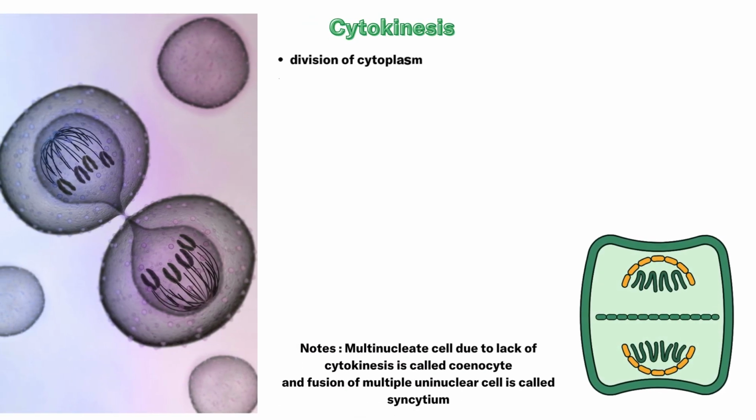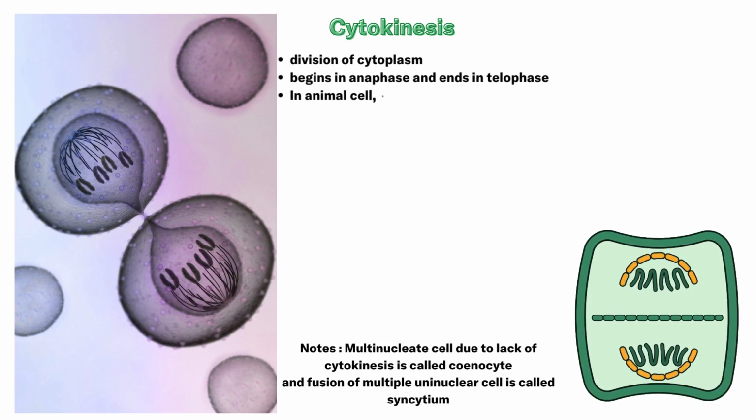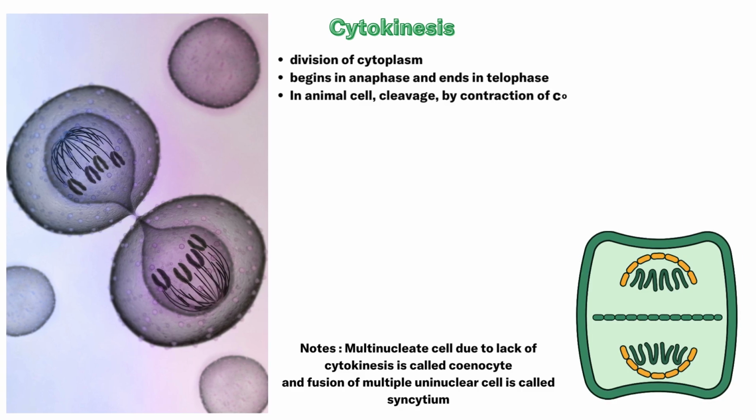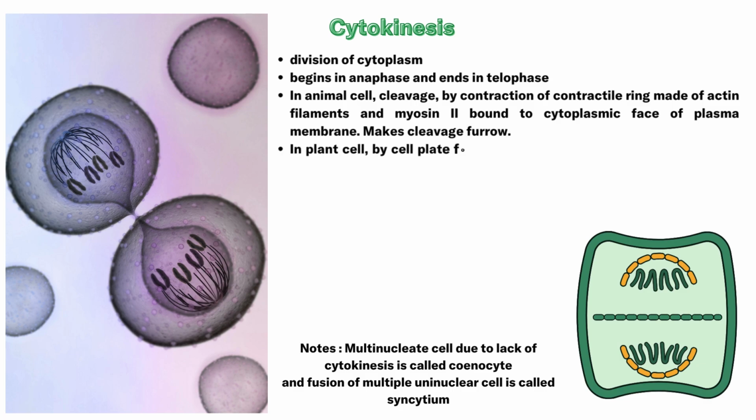Cytokinesis is the division of the cytoplasm that begins in anaphase and ends in telophase. In animal cells, it is done by cleavage, by contraction of a contractile ring made of actin filaments and myosin II bound to the cytoplasmic face of the plasma membrane. It makes the cleavage furrow. In plant cells, it is done by cell plate formation.